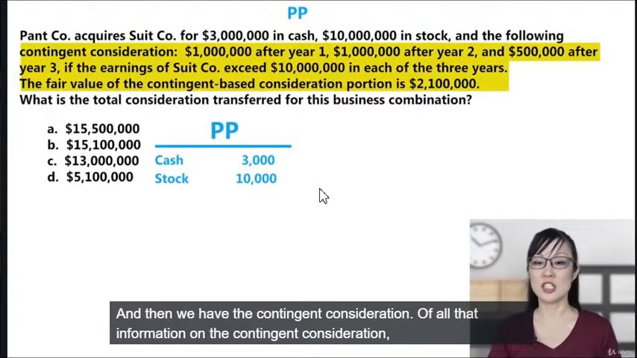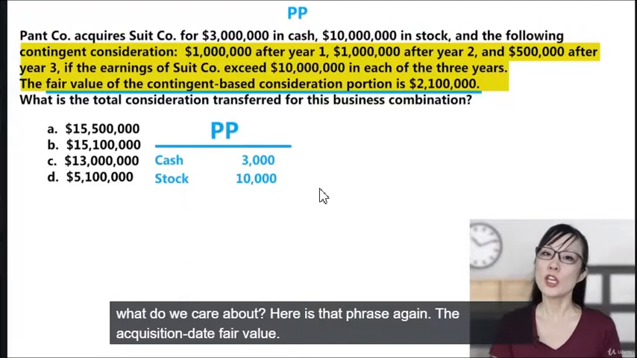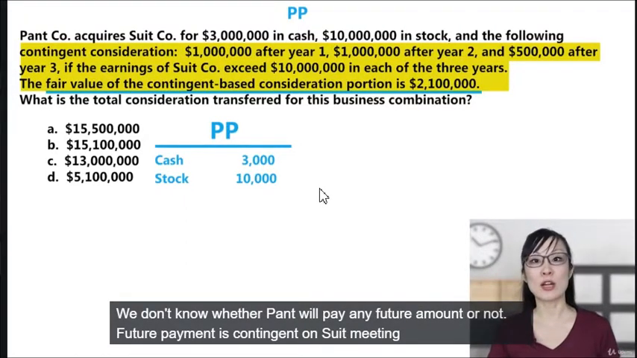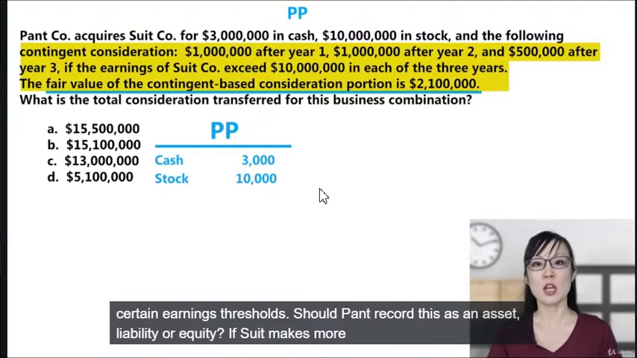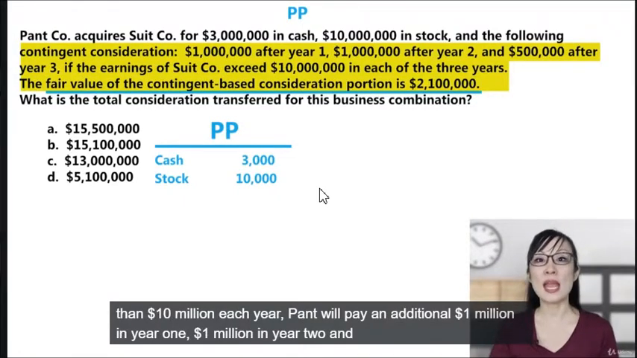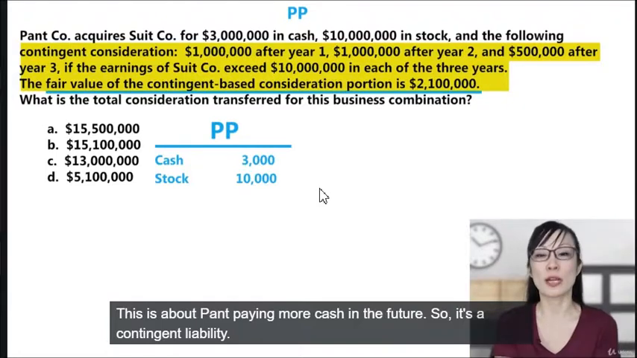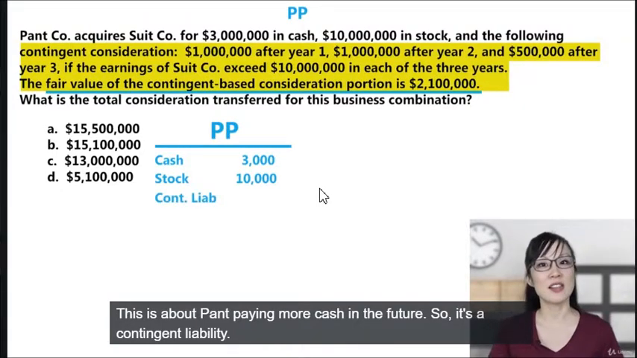And then we have the contingent consideration. Of all that information on the contingent consideration, what do we care about? Here's that phrase again, the acquisition date fair value. We don't know whether Pant will pay any future amount or not. Future payment is contingent on Suit meeting certain earnings thresholds. Should Pant record this as an asset, liability, or equity? If Suit makes more than $10 million each year, Pant will pay an additional $1 million in year 1, $1 million in year 2, and $500,000 in year 3. This is about Pant paying more cash in the future, so it's a contingent liability.